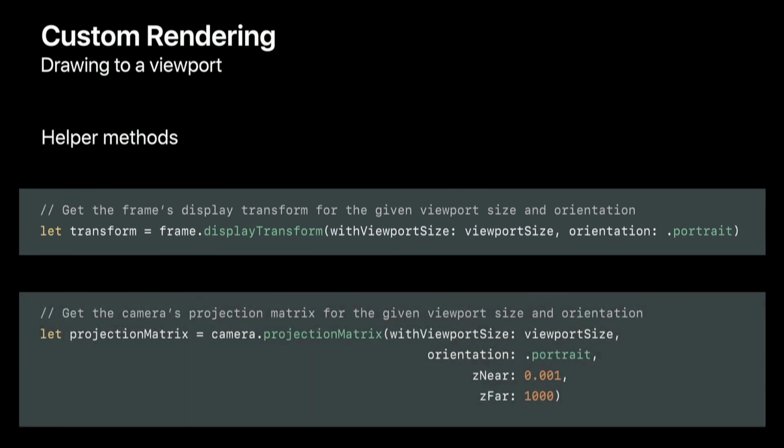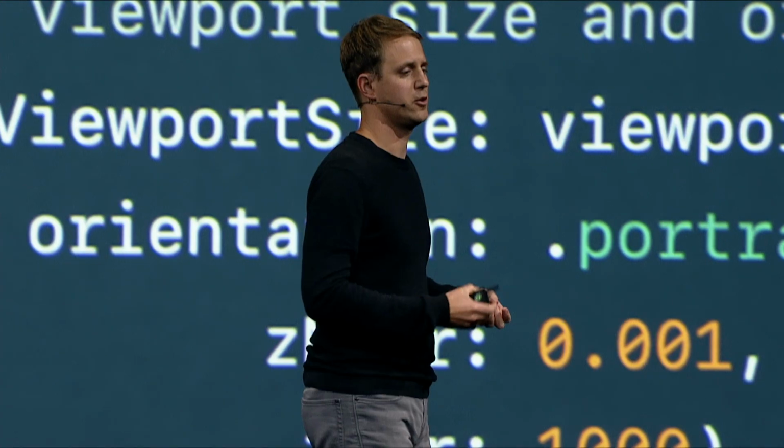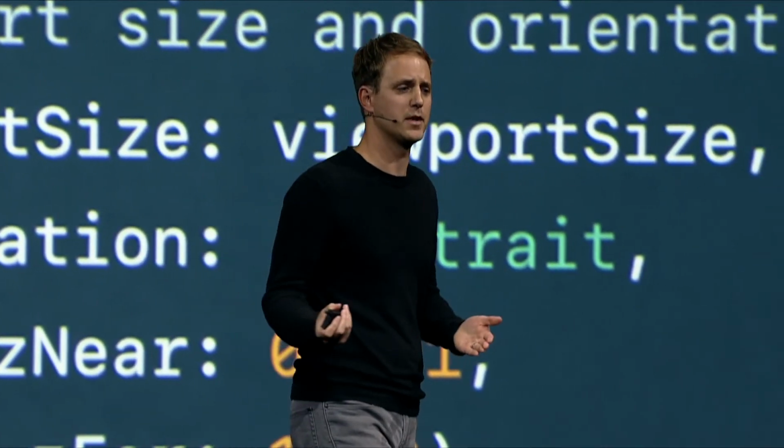And to go with this is a projection matrix variant that takes into account the user interface orientation as well as the viewport size. So you pass those along with clipping plane limits, and you can use this projection matrix in order to correctly draw your virtual content on top of the camera image.